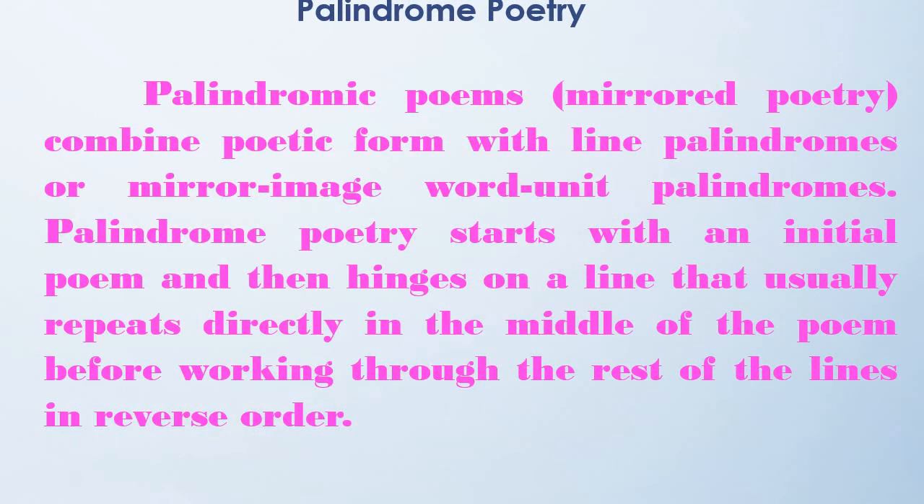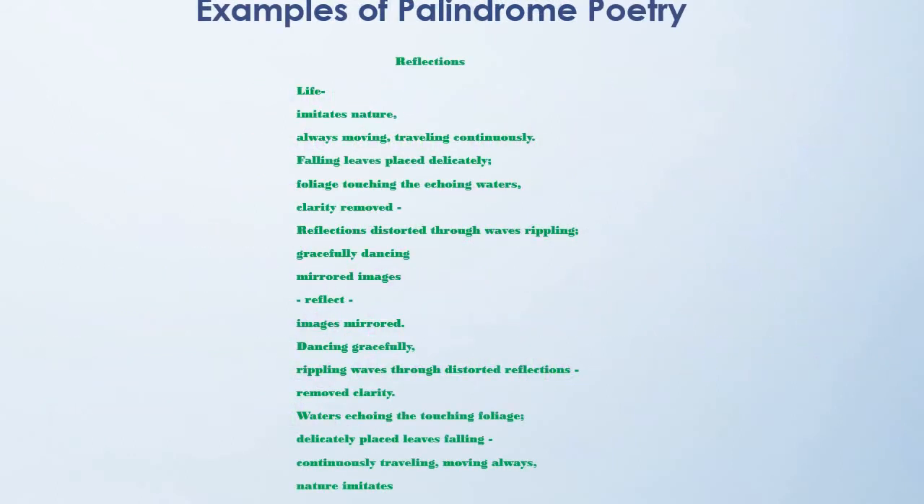And here we come to palindromic poetry. They are also termed mirror poetry. These poems combine poetic form with line palindromes or mirror image word unit palindromes. They start with an initial poem and then hinge on a line that usually repeats directly in the middle of the poem before working through the rest of the lines in reverse order. Now let us see some examples of palindrome poems.